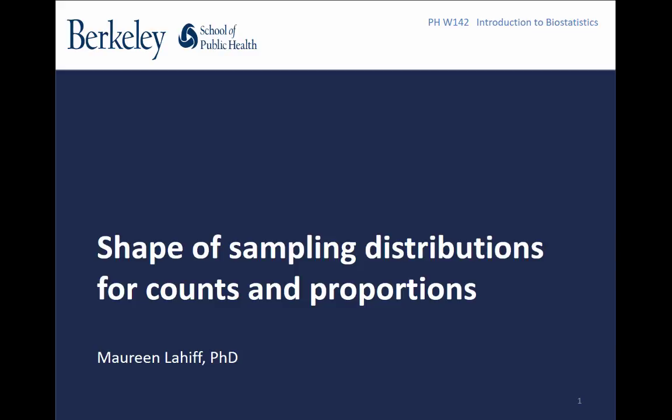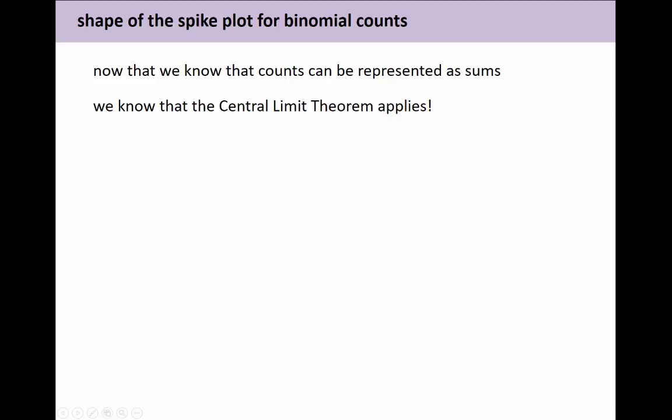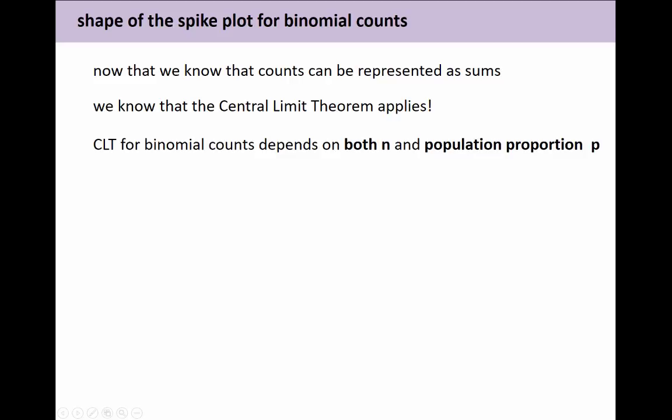counts and proportions. So first thing, now we know that counts can be represented as sums, which means the central limit theorem we used for sums also applies to counts, except counts are always a little more complicated, and in particular the central limit theorem for binomial counts depends on both the sample size n and the population proportion p, and not just on the sample size n.